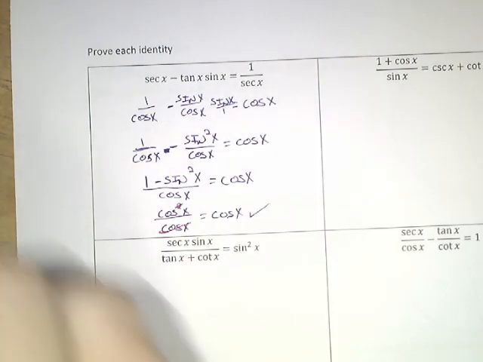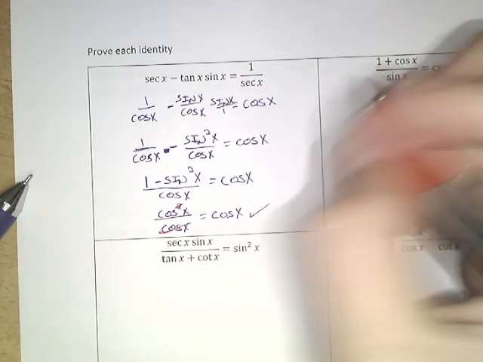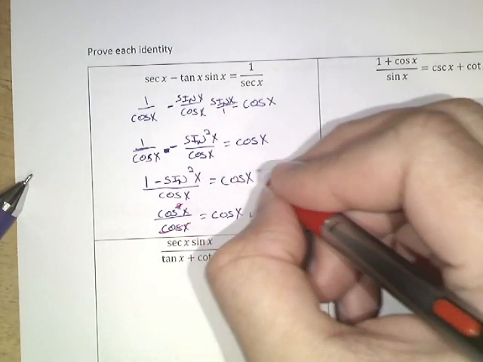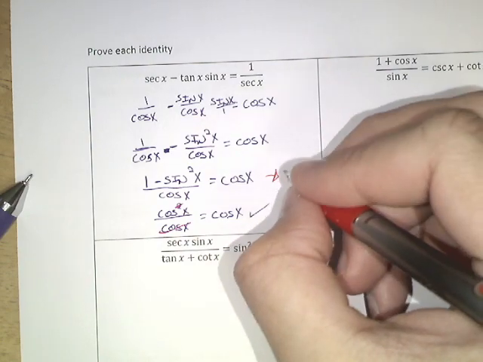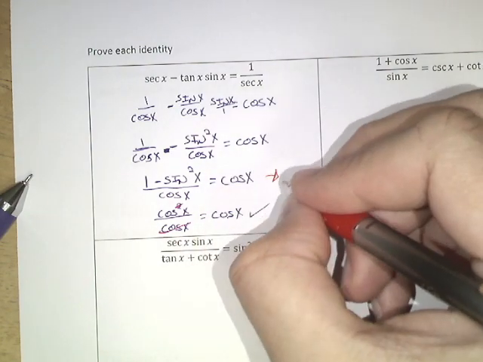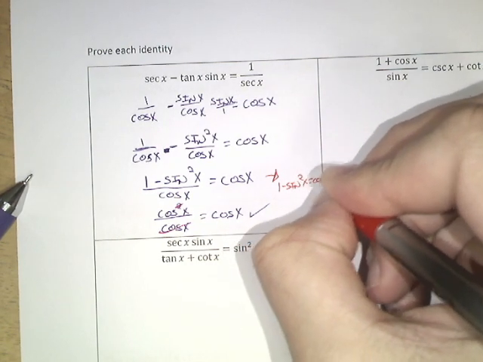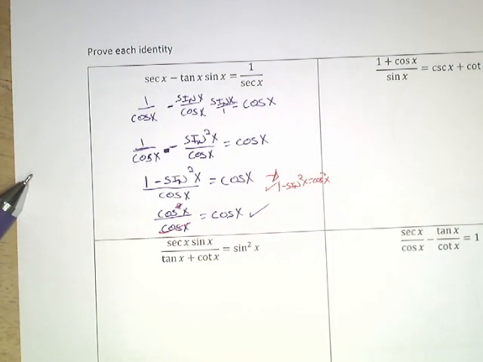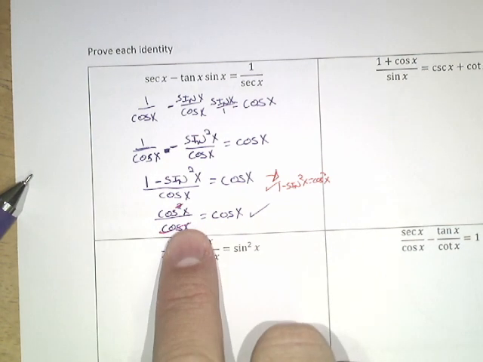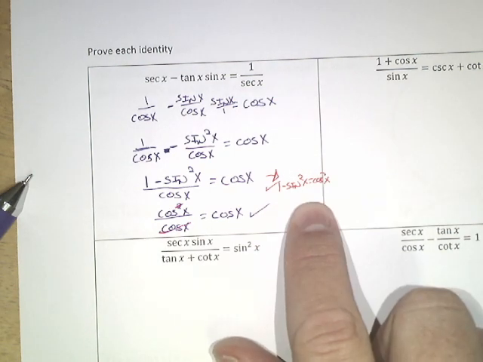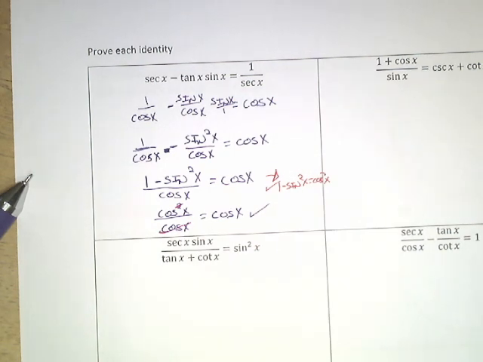An alternate way you can do this is if you multiply both sides by cosine x, you would get 1 minus sine squared x equals cosine squared x, which also is correct. There's a lot of ways to go about these. If you can get both sides to be the same, you're done. If you can get something to be a Pythagorean identity, you're done. Doesn't matter which way you choose.